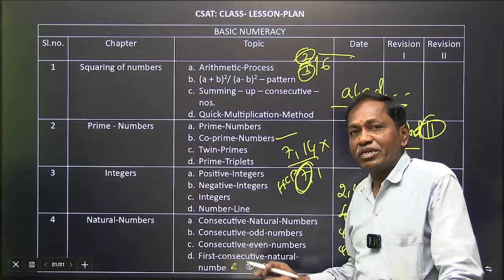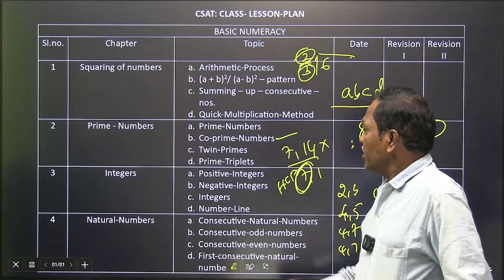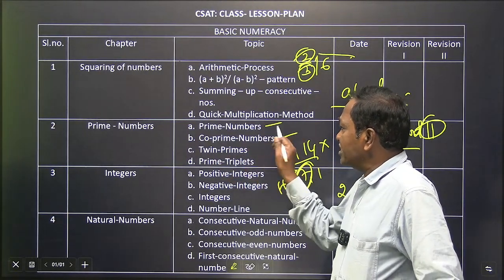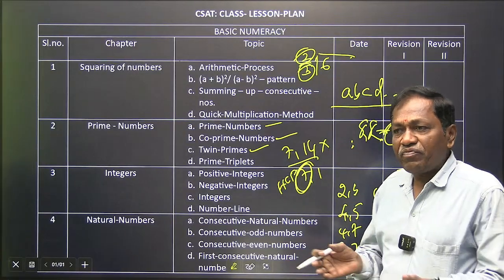Without these concepts, a question paper cannot be designed. You need to know that, right? Now let us see the twin prime numbers. We discussed this. What are twin prime numbers? Consecutive prime numbers whose difference must be 2.